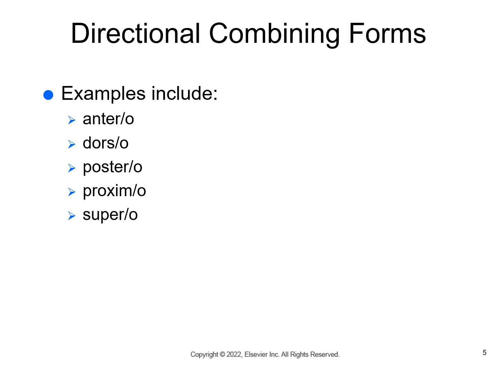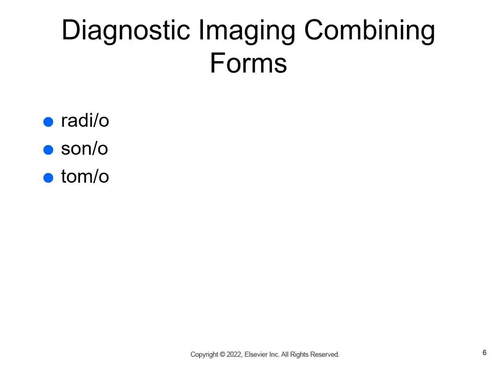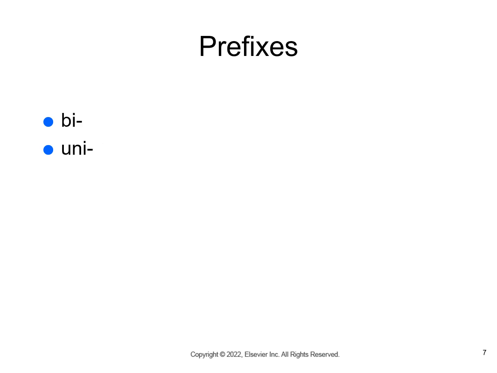Superio is above. Some diagnostic imaging combining forms include radio, which is X-rays and ionizing radiation, and this is basically our X-ray type terms. Sono means sound, such as in a sonogram, and tomo means to cut or to slice or to section. And then prefixes, these are generally referring to numbers in this case. So bi means two, so two of something, and uni means one.